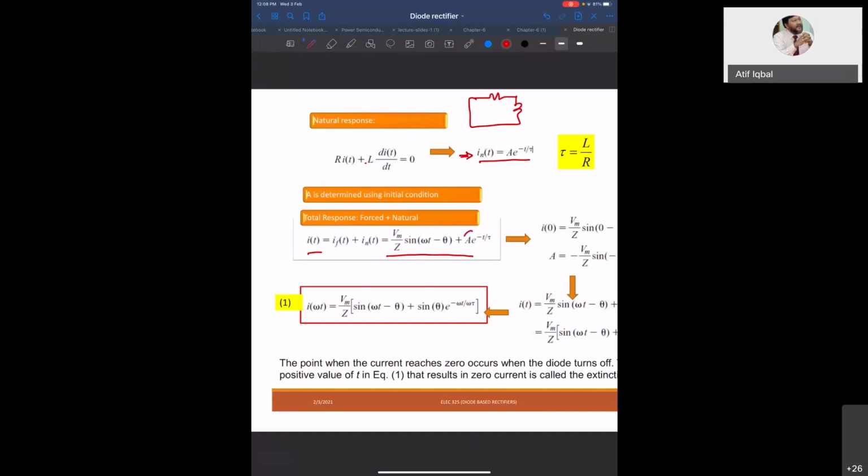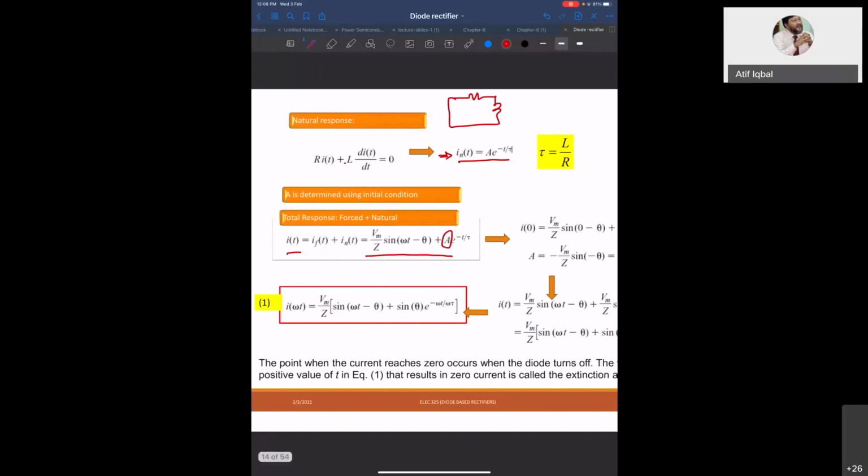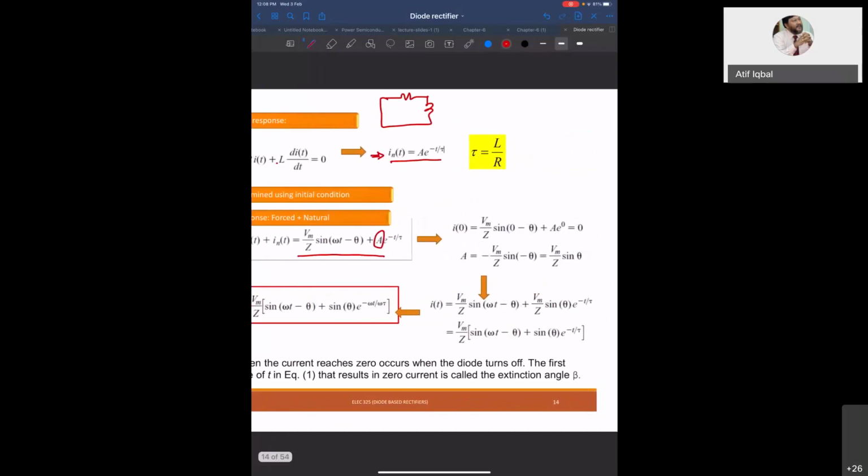And now to get the value of A, you use the initial condition. So initial current is 0. So you put this initial condition, omega t is equal to 0. You put this, you get the value of A. And A is this. And when you get this A, you put back A here. So this is my total current.